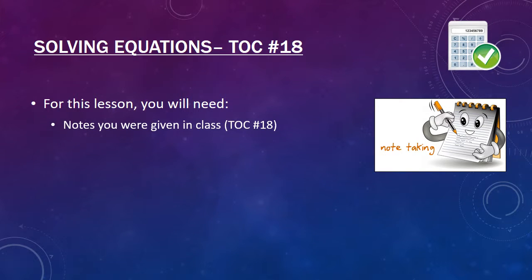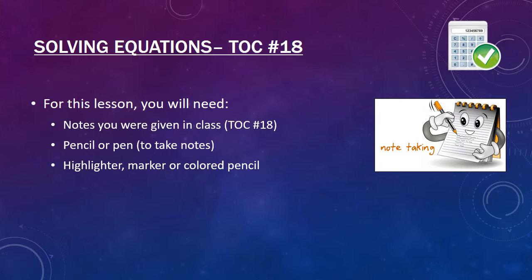For this lesson, of course, you're going to need TOC number 18, the notes you were given in class. You will need definitely a pen or pencil. You could use a highlighter, marker, or colored pencil for this activity for our graphing part of the notes. And this is part of the calculator section, although you're not going to be doing any solving, so a calculator isn't really going to be useful on this lesson.